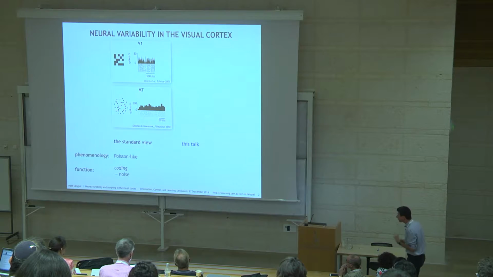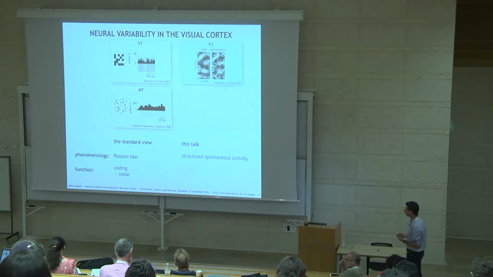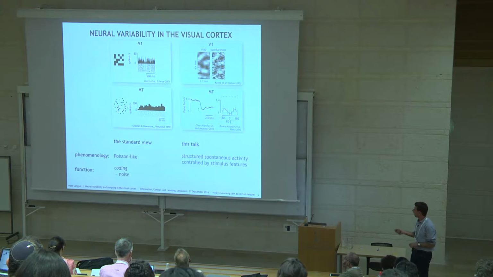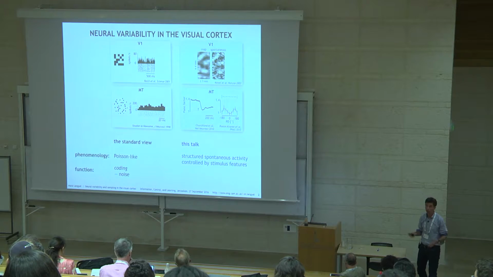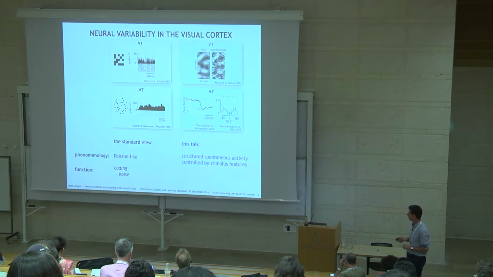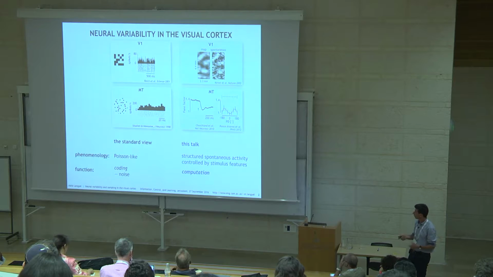In this talk, what I would like to argue for is that phenomenologically there are very interesting properties of neural variability that don't really fit into this Poisson-like picture. There's structured spontaneous activity in the absence of any stimuli. There's spontaneous activity and it's structured, it has non-trivial statistical structure. And moreover, just as mean responses are modulated by stimuli, which we all know, they are called tuning curves or receptive fields, so is the variability of responses modulated systematically by stimuli. And rather than thinking about it in terms of a coding framework, I would like to put it in the framework of computation, and in particular, how variability can be used to represent uncertainty.